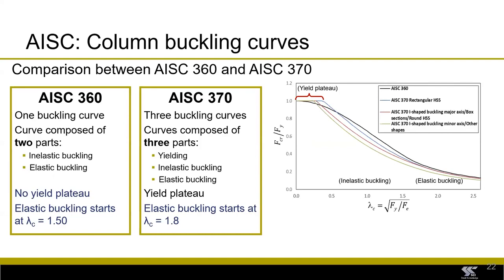Why did we complicate things by putting in 3 curves? Well, stainless steel costs more, so it's worth the extra effort, hardly any effort at all, really, of using the more accurate curves. Another difference you'll see is that the stainless steel curves have a plateau, a yield plateau, which means that if you've got a short column, there's no reduction in strength as a result of global buckling. So quite significant differences here between the column buckling curves for carbon steel and stainless steel.